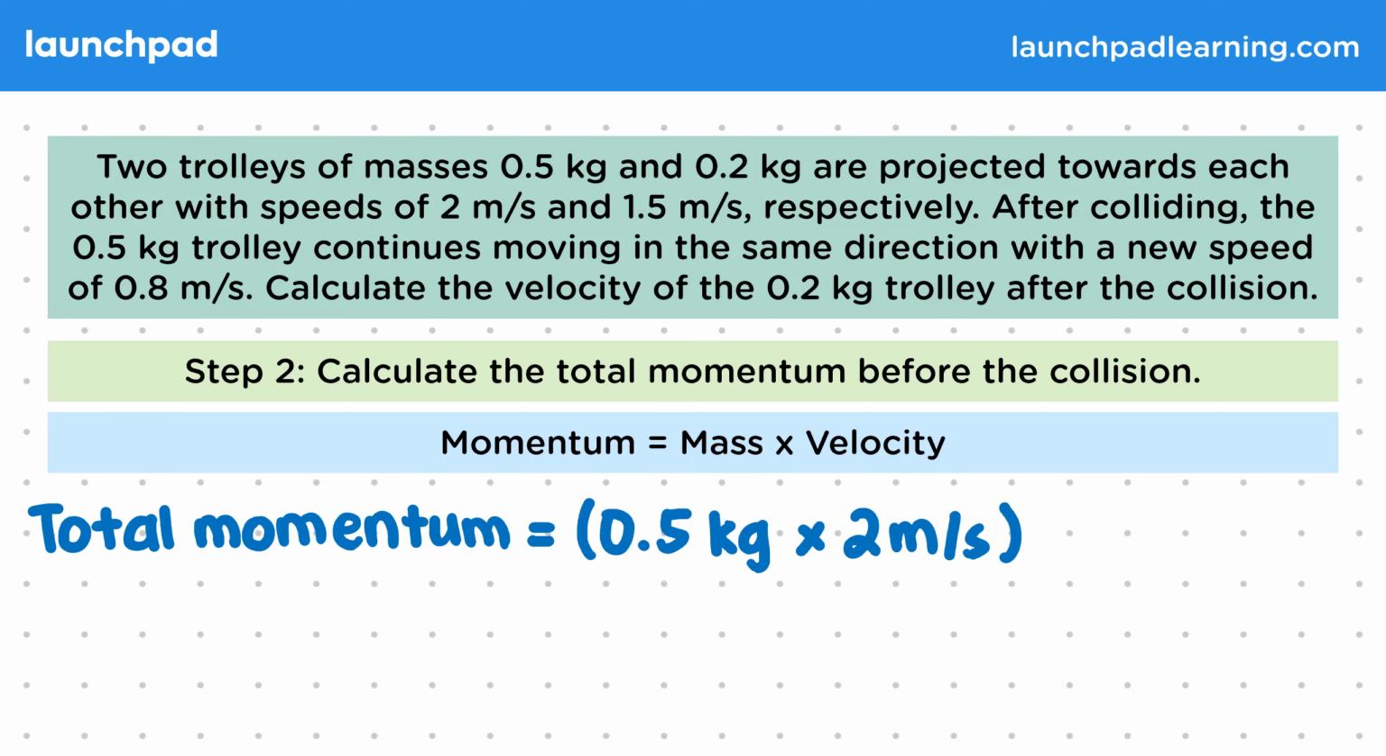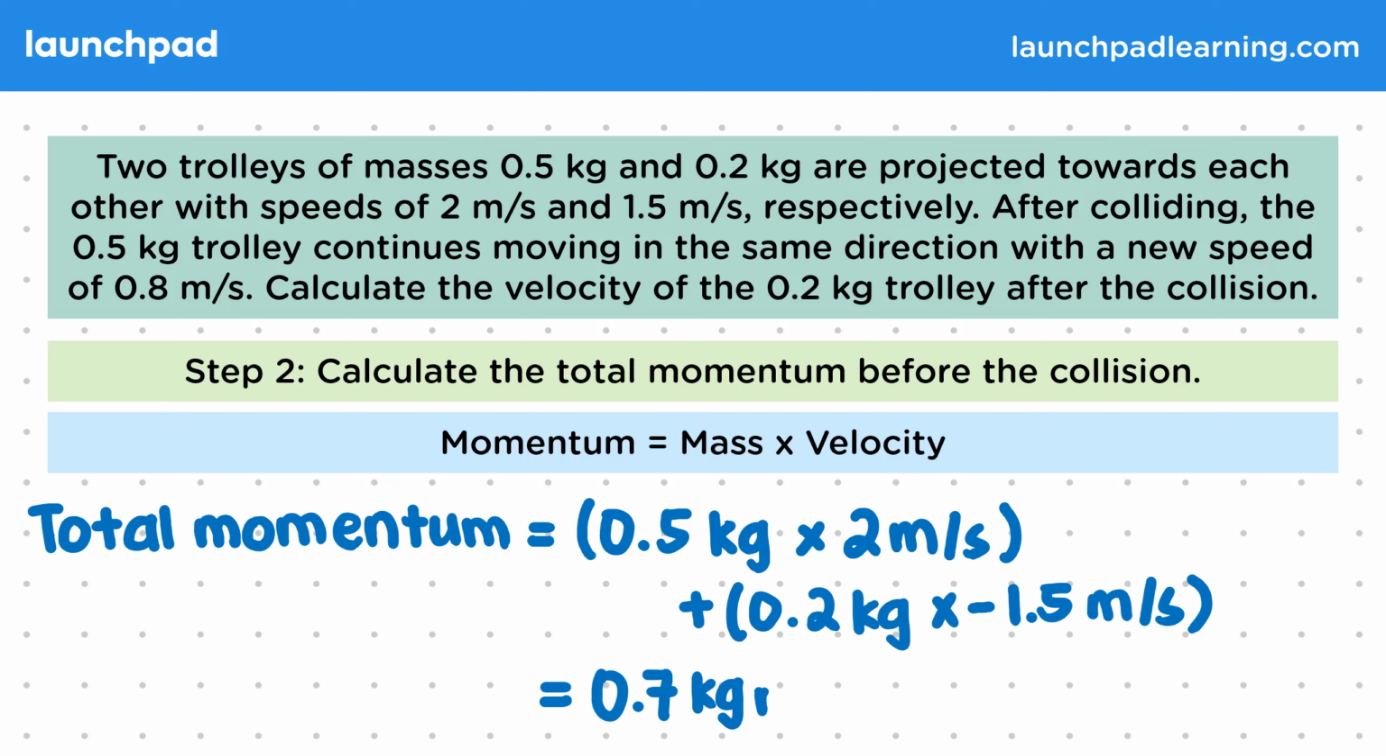Here we need to remember to use a negative velocity as it travels in the opposite direction to the first. So this is 0.2 kilograms times by minus 1.5 meters per second. Putting this together gives a total momentum of 0.7 kilogram meters per second. Also note that this is a positive value.